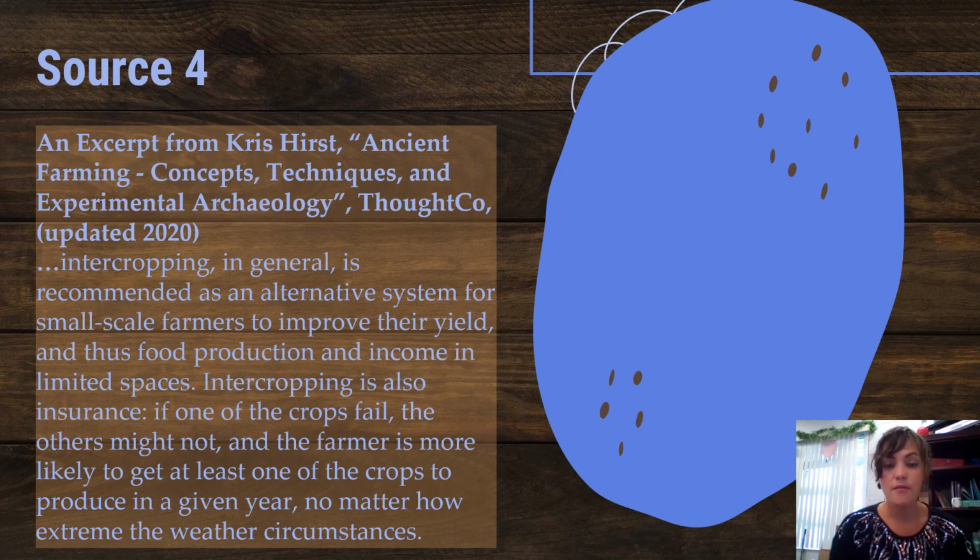Intercropping is also insurance. So here's the big one. If one of the crops fails, the others might not. And so the farmer is still likely to at least get one of the crops in a given year, no matter how extreme the weather circumstances are. So let's say, and I'm not a farmer, but let's say it's a dry year, right? And squash just does not do well in dry years. So the squash fails to grow. Well, you still have the beans and the corn. Or let's say a certain fungus comes and kills the corn, right? Well, you hopefully still have the beans and the squash. So they're saying, like, if one or two fail, ideally the farmer will still have something left.